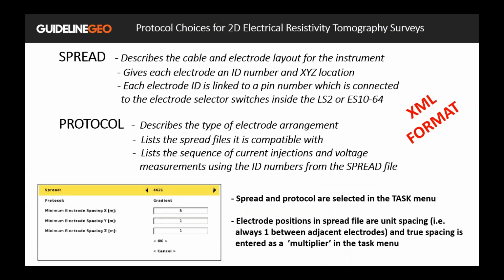And once we've uploaded our spreads and protocols to the instrument, we can select a spread file from the task menu. Then only compatible protocols will be listed. Electrode positions in the spread file are unit spacing. So that's to say that there's always 1 unit between adjacent electrodes, and true spacing is entered as a multiplier in the task menu. So that's to say that the minimum electrode spacing given in the task menu is multiplied by the unit spacing given in the spread file.